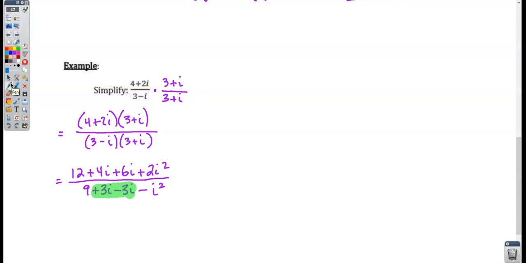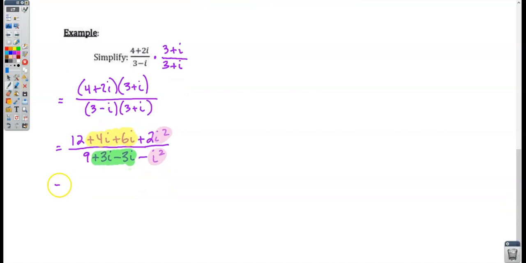So now I want to simplify this. A couple more things I can do here. I've got some like terms in the numerator that I can combine. I also have some i squareds that I can replace with negative ones as I simplify this. So let's see, I'm going to have 12. I'm going to combine the like terms, plus 10i, and then plus 2 times negative 1 makes this a minus 2, all over 9.